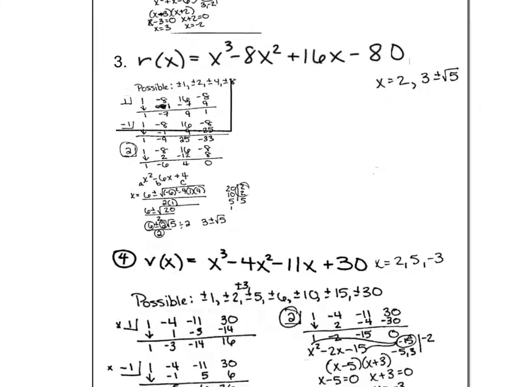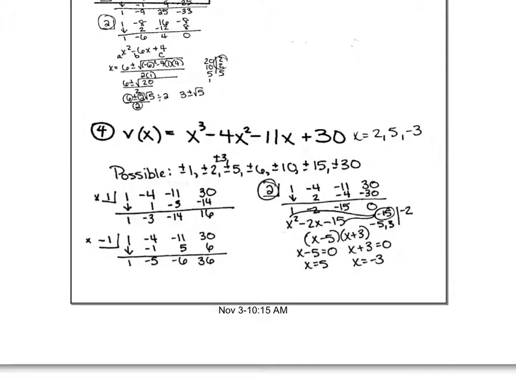And the last one that you had to solve was number 4. Answers were 2, 5, and negative 3. 2 was the one that came from synthetic division. 5 and negative 3 came from factoring.